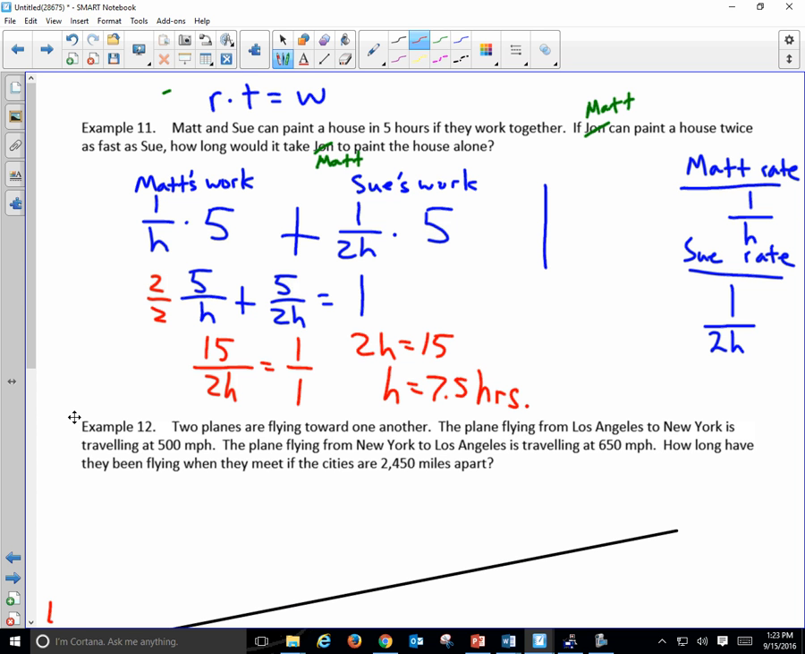Does h represent Matt's rate? Yes, one house every 7.5 hours. Sue is one house every 15 hours. Correct.